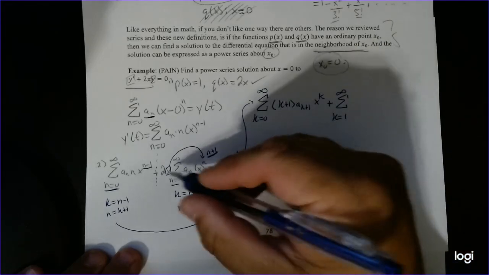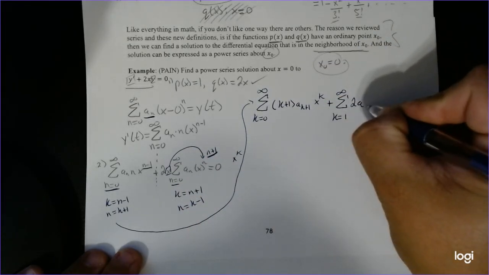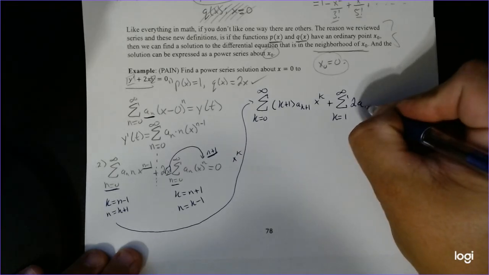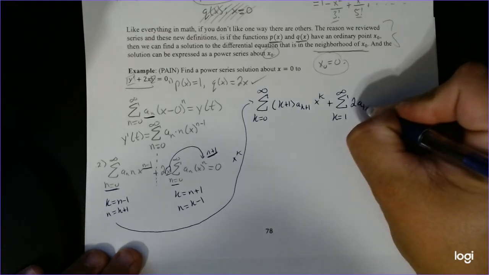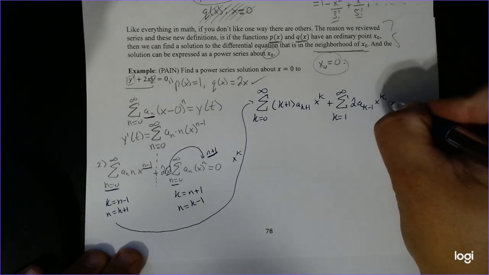And I'll put this 2 on the inside now too, so it'll be 2 times a_(k-1) x to the k. This whole thing equals 0.